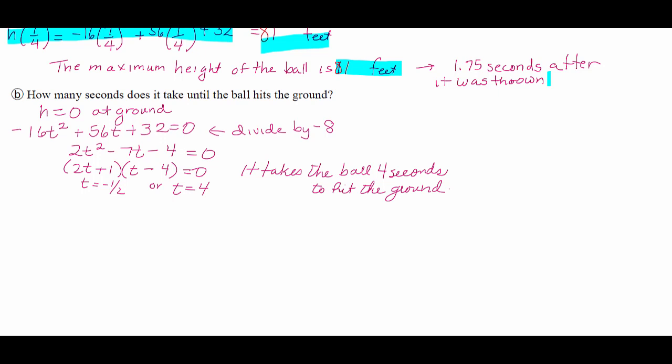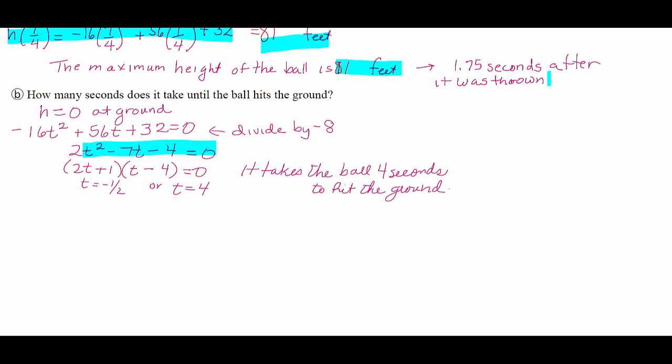So as you know, h is 0 at the ground. So we're going to set the height equation equal to 0. If you noticed that there was a GCF of -8, you're absolutely right. So dividing by -8 is a good strategy. That gives us this equation here, 2t squared minus 7t minus 4 equals 0, which factors to (2t plus 1)(t minus 4) equals 0.